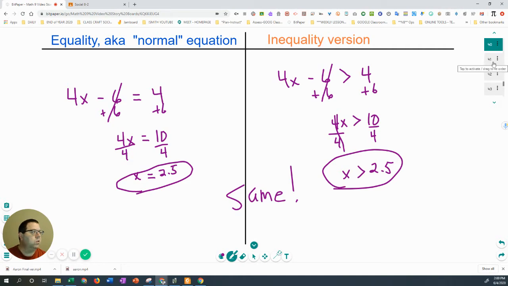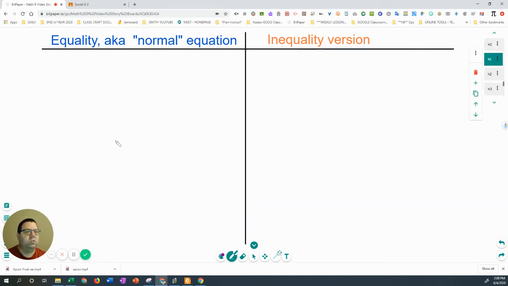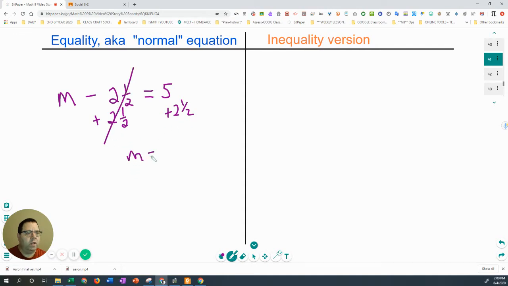Let's do just one more simple subtraction. So let's do m minus 2.5 is equal to, say, 5. All right. So you're going to add 2.5 to both sides. And that makes that go away. And m is equal to 7.5. All right.